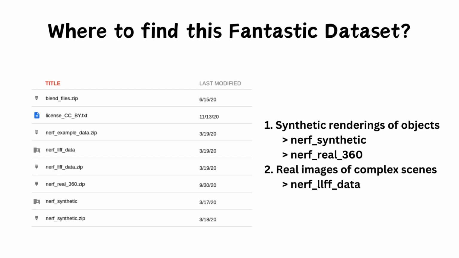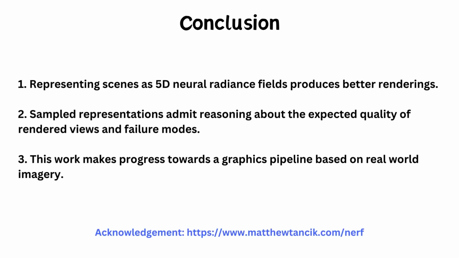To conclude, representing scenes as 5D neural radiance fields produces better renderings than the previously dominant approach of training deep convolutional networks to output discretized voxel representations. Simple representations such as voxel grids and meshes admit reasoning about the expected quality of rendered views and failure modes. This work progresses towards a graphics pipeline based on real world imagery, where complex scenes could be composed of neural radiance fields optimized from images of actual objects and scenes.